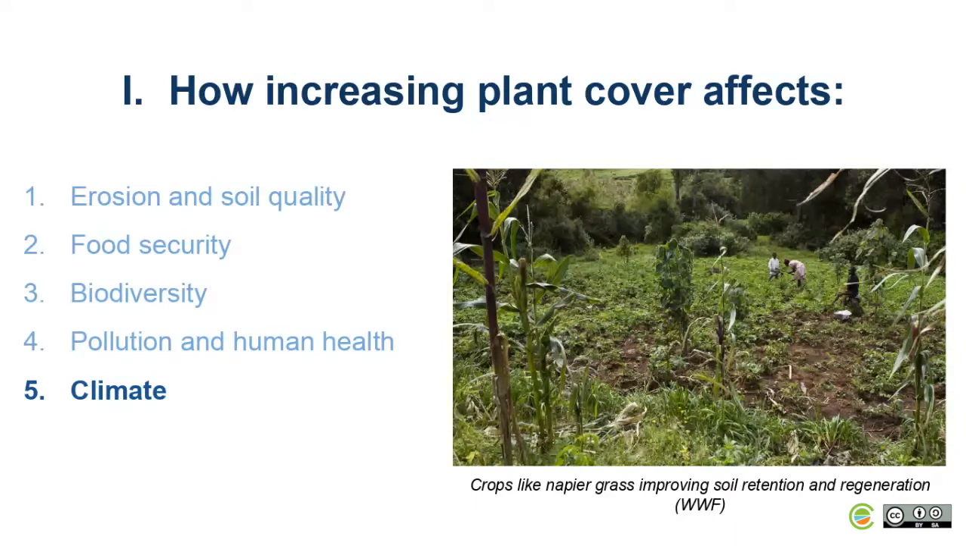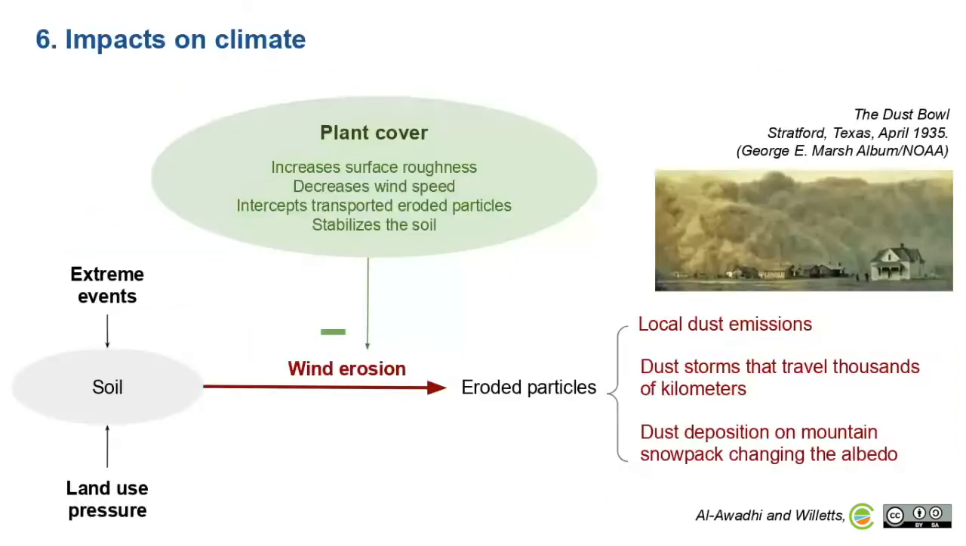So now, concerning the impacts of increasing land cover on climate. Increasing land cover to reduce erosion can have impacts on local and global climate. For example, when there are extreme events coupled with land use pressure, there can be strong wind erosion. But increasing land cover can reduce wind erosion by mechanisms that we described, such as decreasing wind speed or intercepting some of the eroded particles. So it means that land cover will reduce the amount of eroded particles that can be transported by wind.